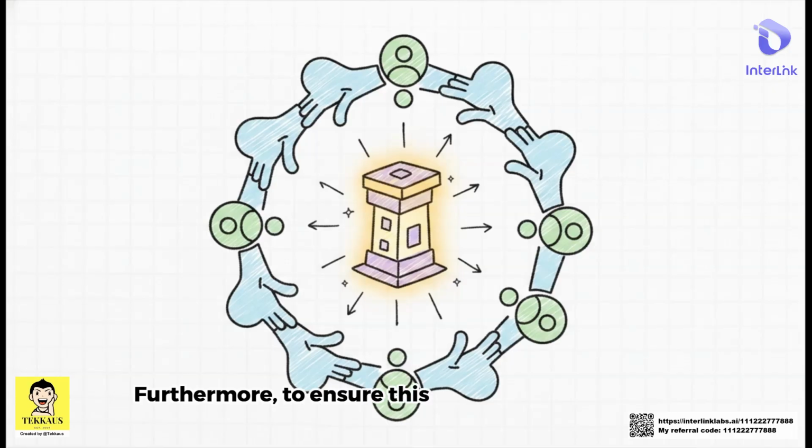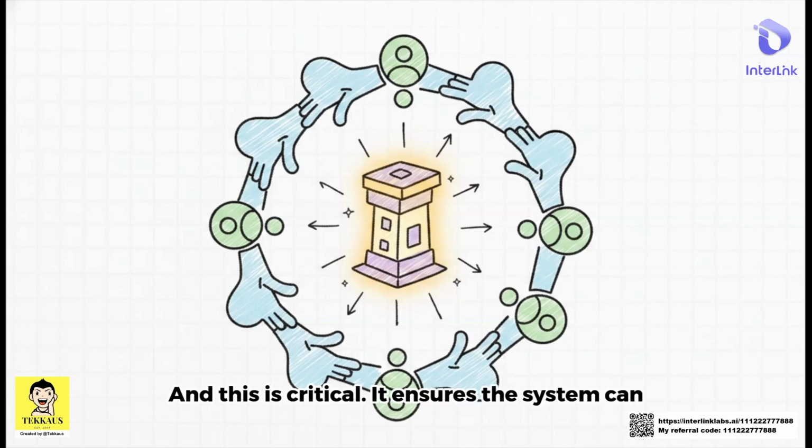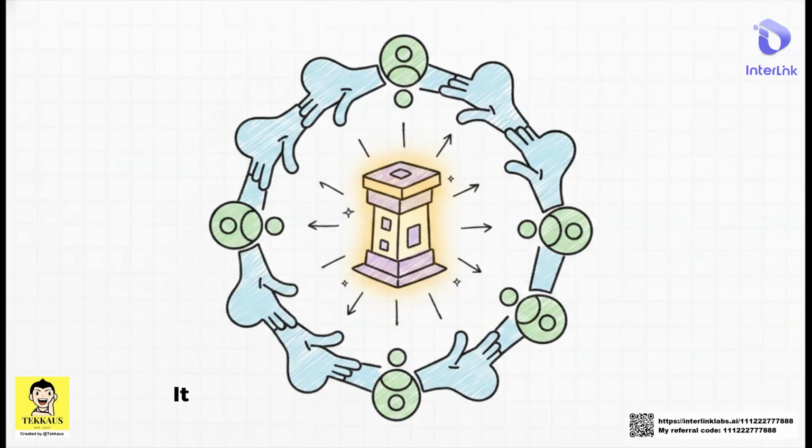Furthermore, to ensure this infrastructure remains a true public good, the protocol is actively designed to transition toward community governance. The source fully expects INS to be guided by the people actually using it via the InterLink DAO. And this is critical. It ensures the system can scale and adapt without relying on a single centralized gatekeeper. It stays completely true to its decentralized principles.